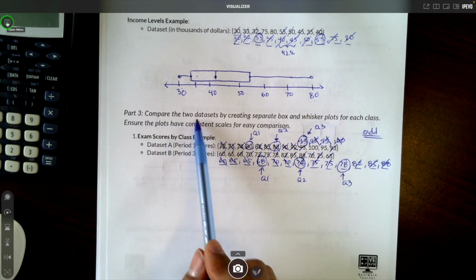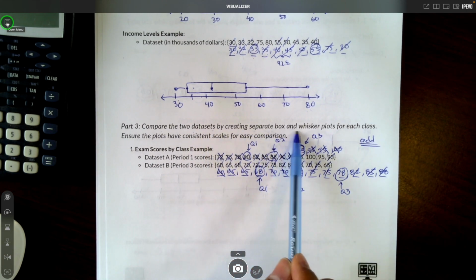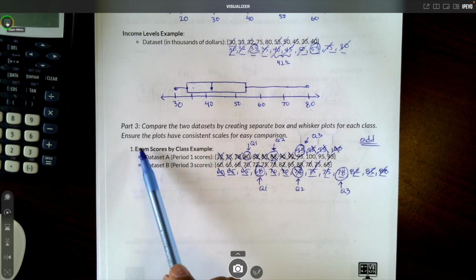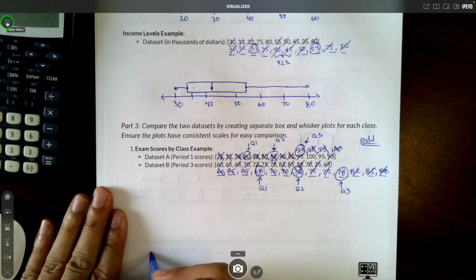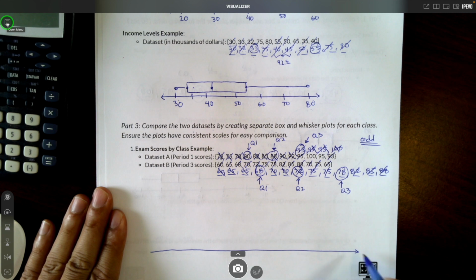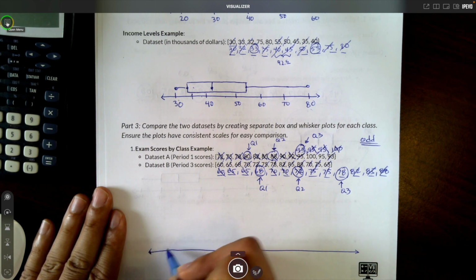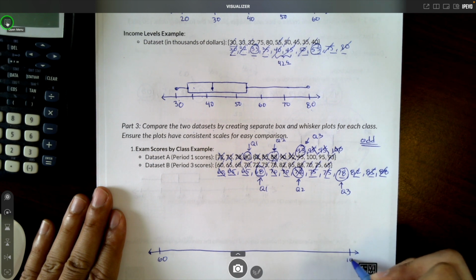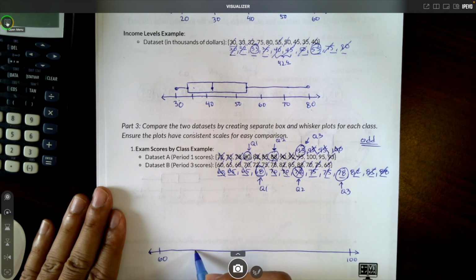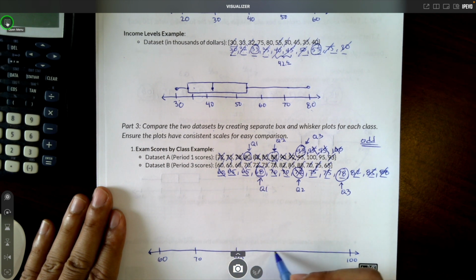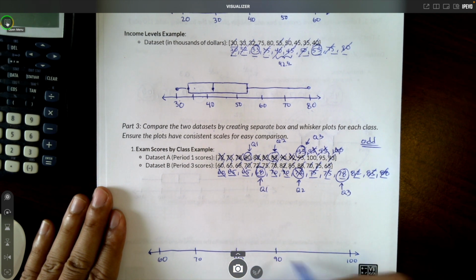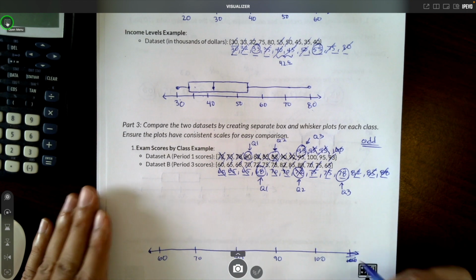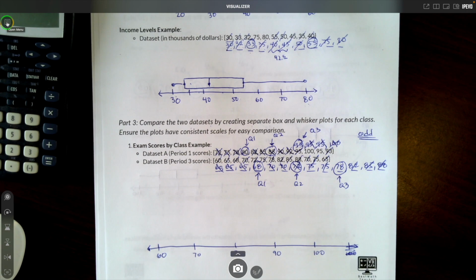We're going to compare 2 data sets by creating separate box and whisker plots for each class, but on the same number line. So the lowest number, I think, is 60. Highest number is 100. So I'm going to go 60, 70, 80, 90, and I think we're going to have to cross this out and do 100 right there. Okay.